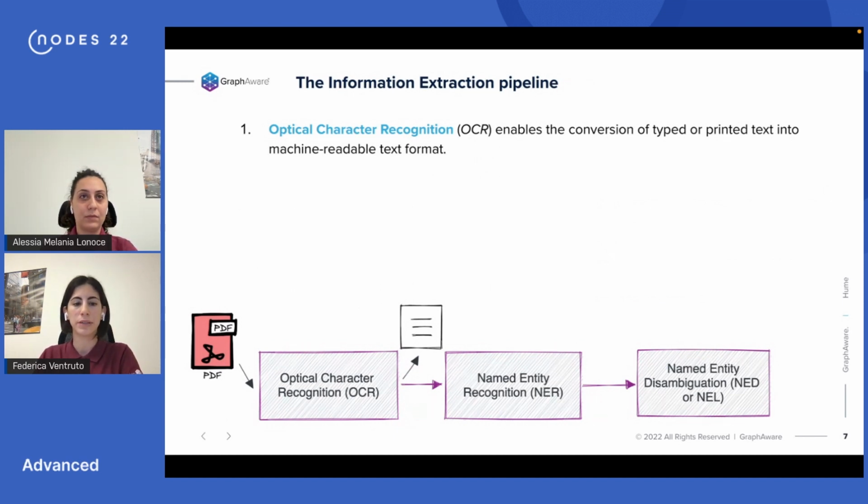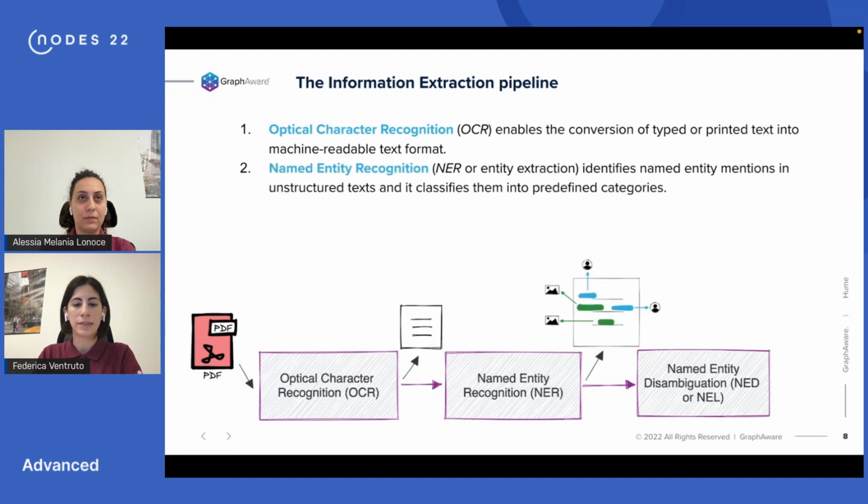So let's start from the information extraction pipeline that we applied for obtaining this information from the documents. The first step that we applied involves an optical character recognition tool, and it enables the conversion of typed text into machine-readable text format. And we needed to apply this step because the documents that the Rockefeller Archive Center provided us were scanned typewritten documents in PDF format. So we needed to perform this task for obtaining the machine-readable text.